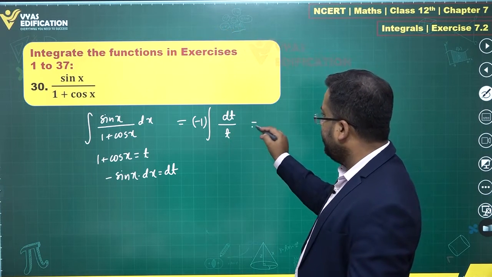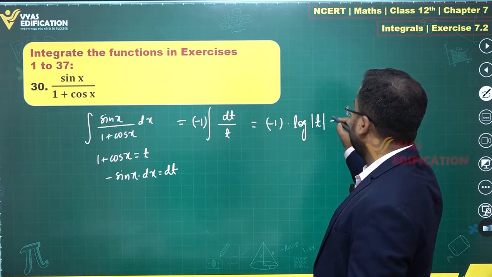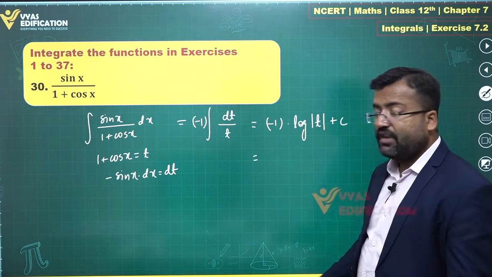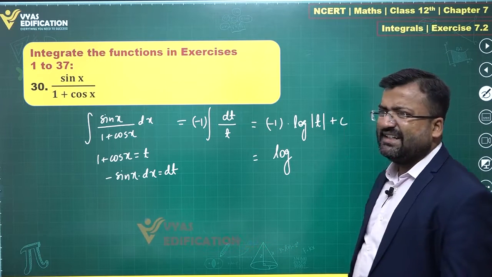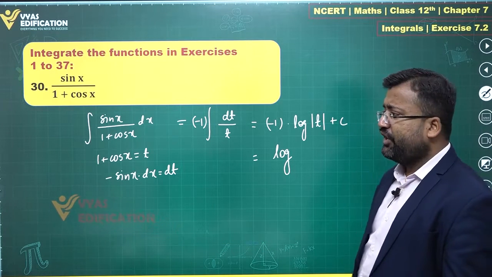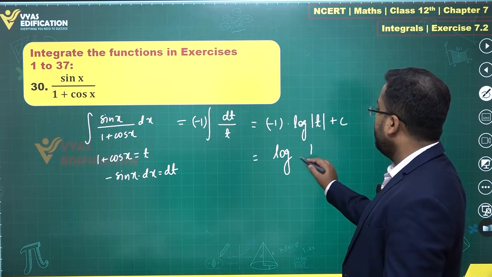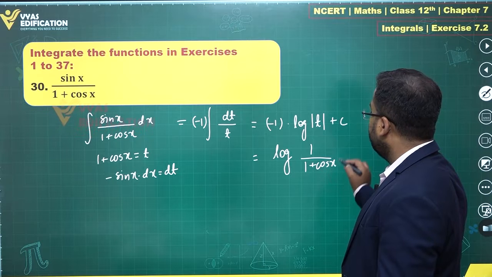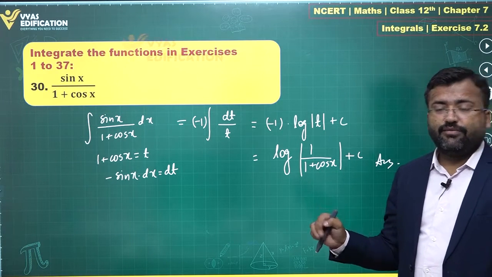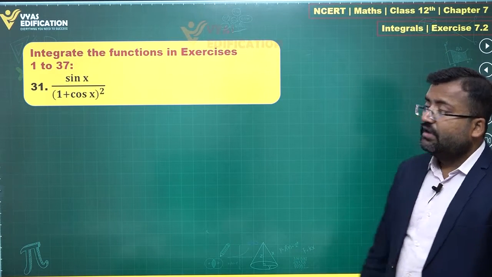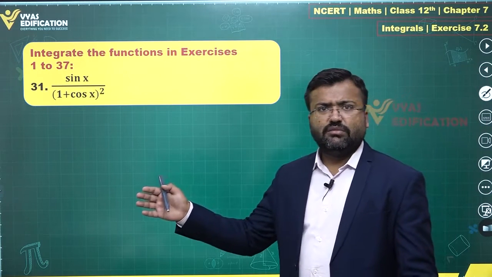And integral of 1 by t, this is minus 1, log of mod t is what you'll get plus constant. This is log of modulus t power minus 1 is what you'll get, and that can be done as 1 upon t, yes. So 1 upon t will be 1 upon 1 plus cos x with the modulus plus constant. That's my answer for this question over here. That's all, yes. The 31st question says sin x upon 1 plus cos x square. Okay, so a similar question to the previous one.